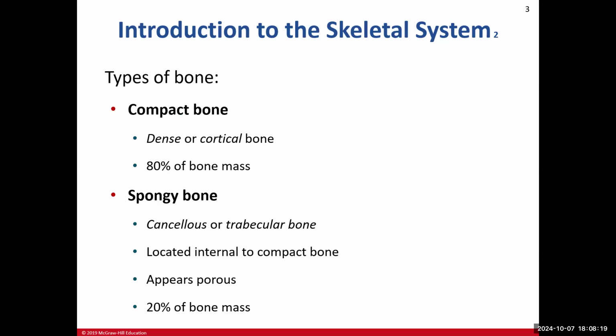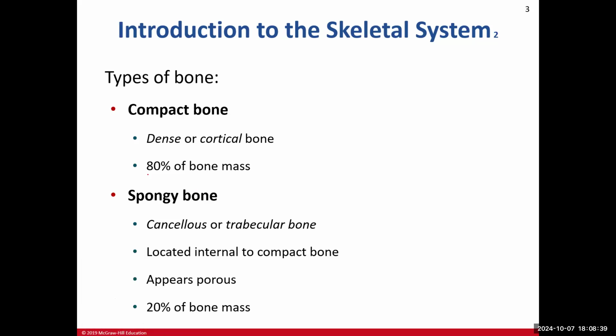And so the name of it basically tells you some of its characteristics. Now compact is also known as dense or cortical bone, right? But just like the name says, it's compact. So compact bone makes up most of the weight of a bone when you're looking at a bone. In fact, it makes up 80% of the bone mass there. So that's a pretty sizable amount.